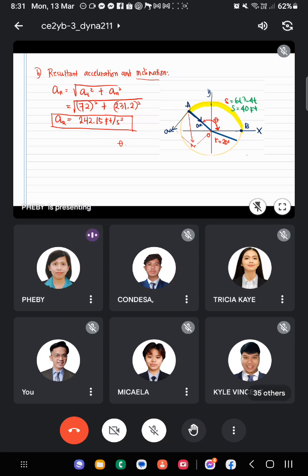theta is equal to S over R. If our S is 40 and our radius is 20, theta will be 2 rad, or 114.59 degrees. Do you know how this was obtained? The 2 rad: 40 divided by 20 is 2. Our theta is in terms of radians, so we have to convert this into degrees to get the inclination. So theta is S over R, which is 2 rad, multiplied by 180 degrees over pi to convert to degrees: 114.59 degrees.